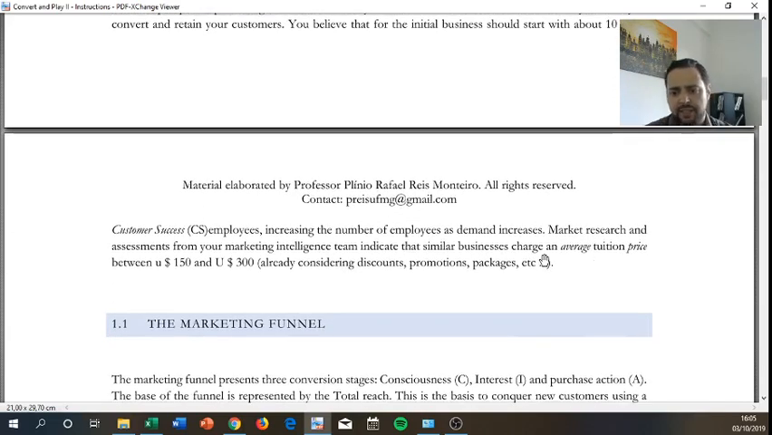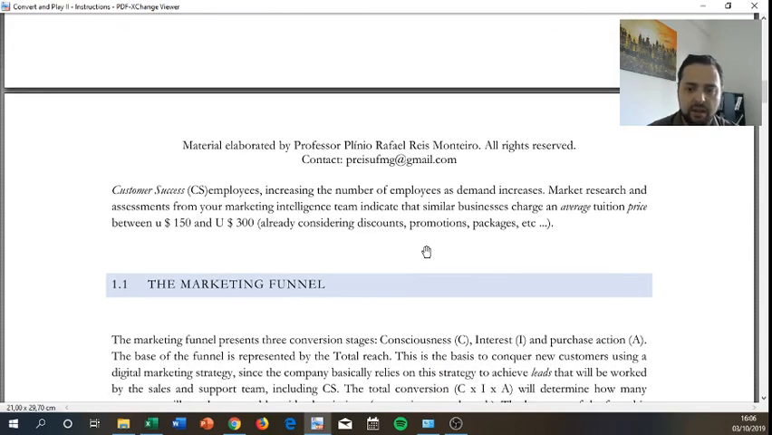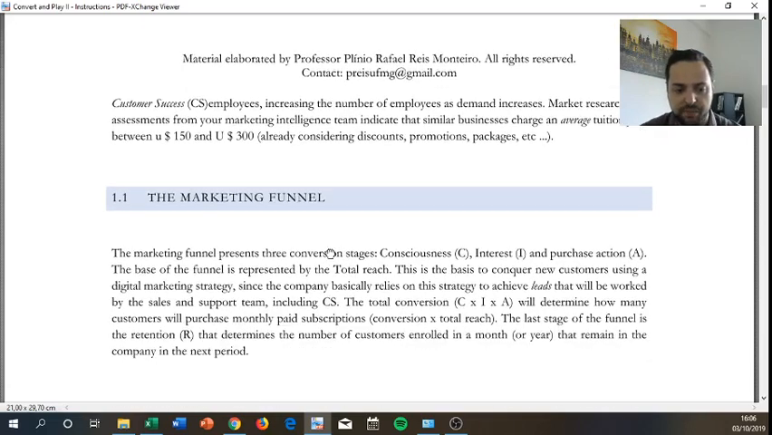And also you have some marketing research information telling you that in general, in your business, you may ask customers between $150 per month to use your software and at maximum $300 per month. This is the average price for a monthly subscription.